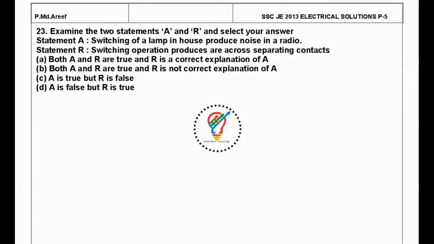Next question. Examine the two statements A and R and select your answer. Statement A: Switching off a lamp in a house produces noise in a radio. Statement R: Switching operation produces arc across the separating contacts. So here first we'll see what will happen.